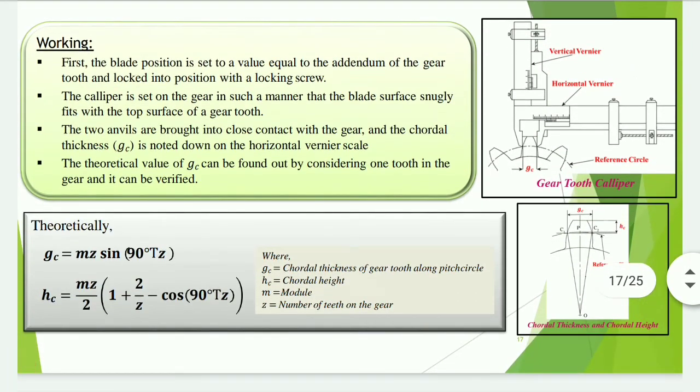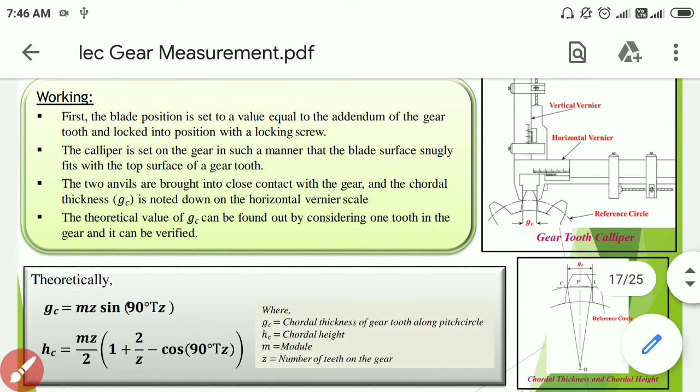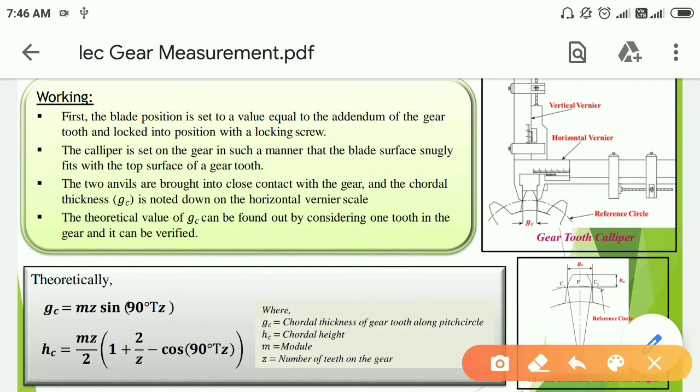Working. First, the blade position is set to a value equal to the addendum of the gear tooth and locked into position with a locking screw. The caliper is set on the gear in such a manner that the blade surface snugly fits with the top surface of the gear. The two anvils are brought into close contact with the gear and the chordal thickness is noted down on the horizontal vernier scale.